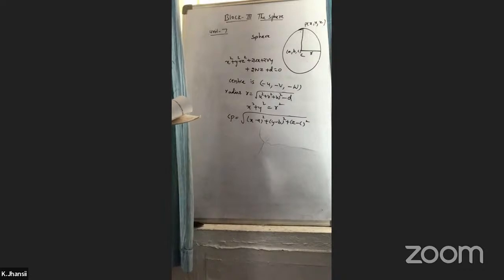S is equal to x square plus y square plus z square minus 2ax minus 2by minus 2cz plus a square plus b square plus c square minus r square equals 0. So this is the required equation of the sphere.